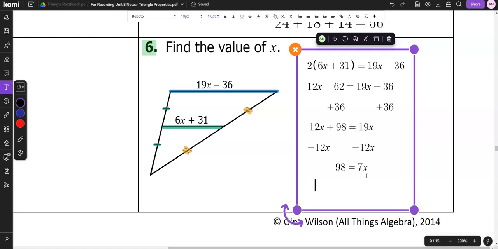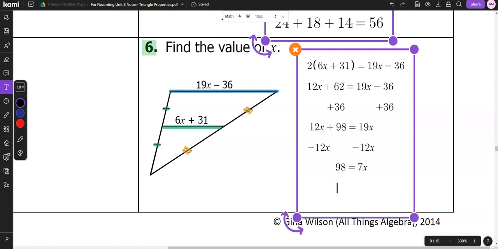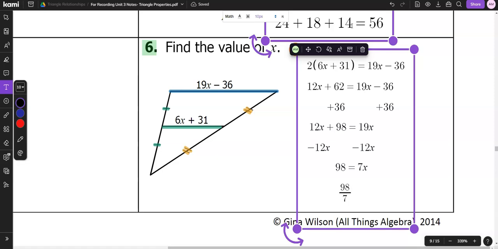And then I was going to divide when I realized that I didn't have any microphone. I was going to divide both sides by 7. Sorry, I just can't believe that happened. Again.